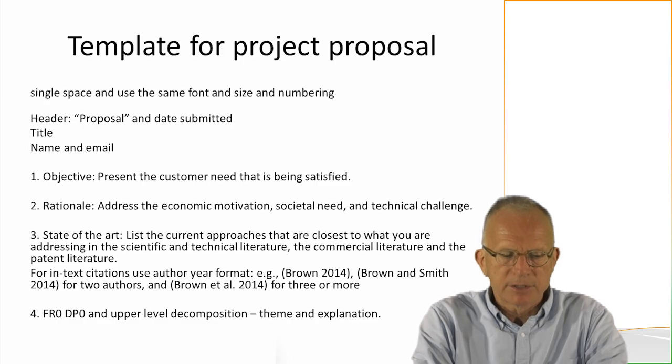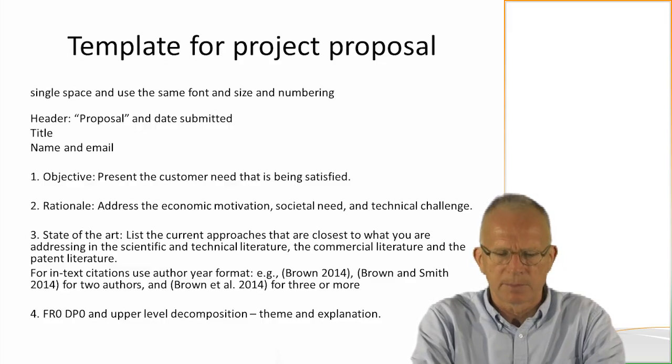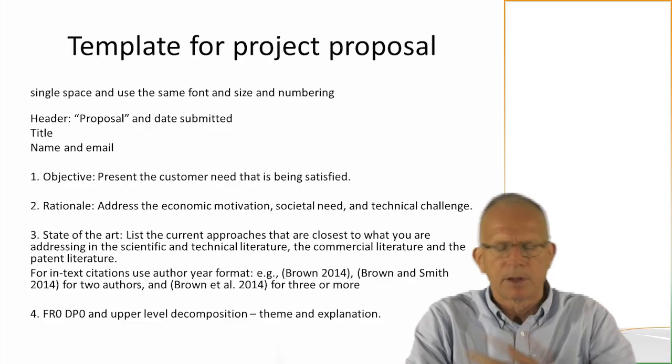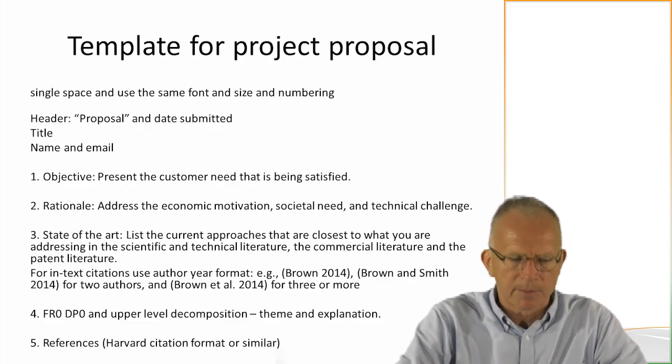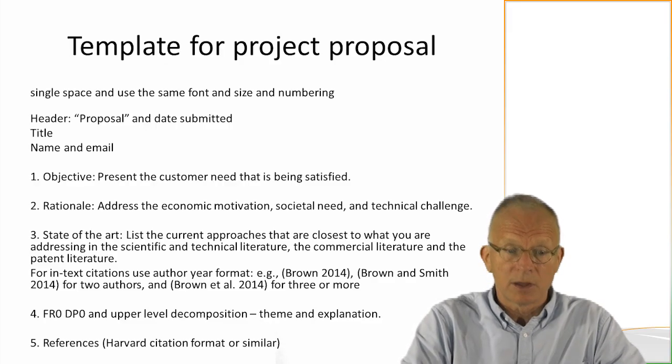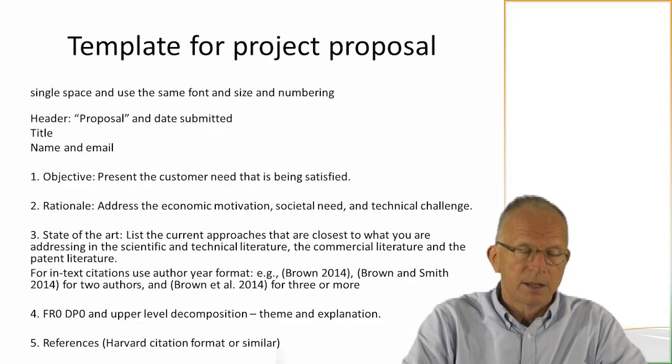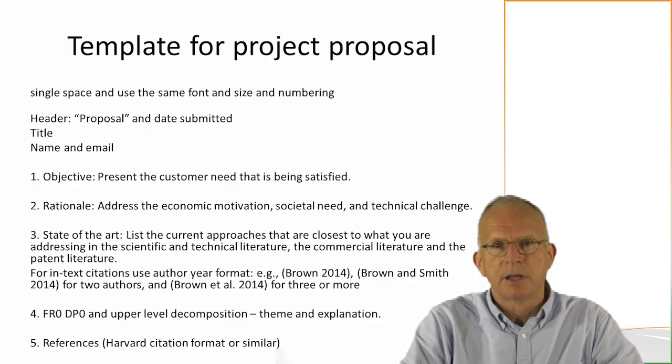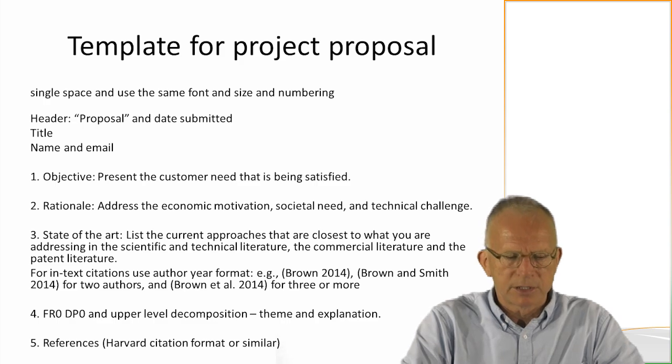We want to see FR0 and DP0 as part of the project proposal. So, what the theme is that you're going to develop, and maybe some explanation for that. We'll be talking more about themes in upcoming lectures. So it's Harvard citation format or something similar for the reference section as well. What's important here is to get the author, the year, the title of the article, the title of the journal, and the page numbers, so it can be easily found. You can provide the digital locators as well, that can be helpful.